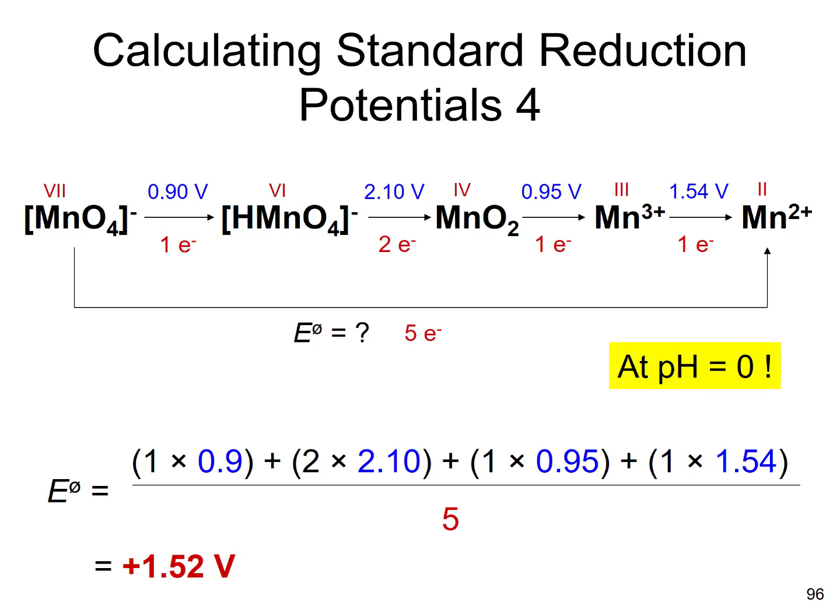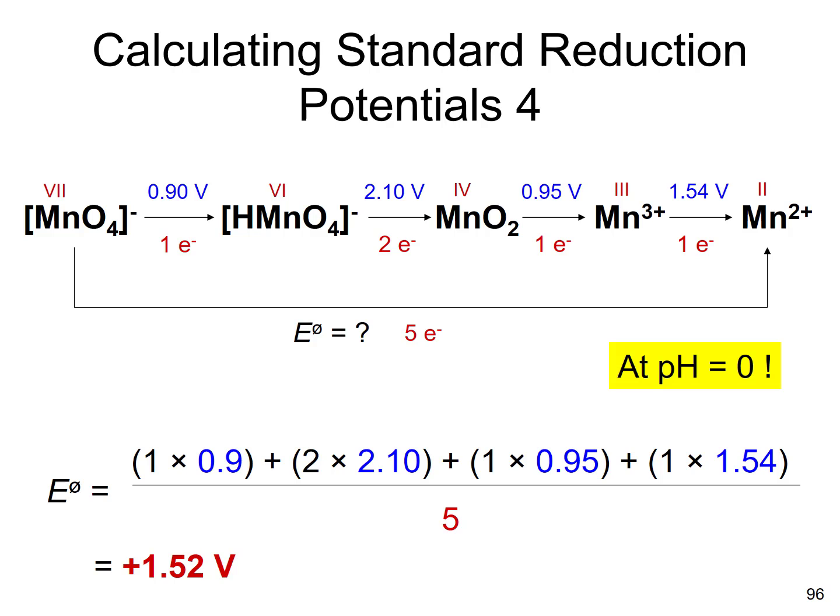Now, the standard reduction potential for the reduction of permanganate to manganese 2+ can be then calculated as such: 1 times 0.9 volts plus 2 times 2.10 volts plus 1 times 0.95 volts plus 1 times 1.54 volts, and this will be divided by the total number of 5 electrons. And again, if you do so, you will obtain a value of positive 1.52 volts. And again, you have encountered this value already previously.